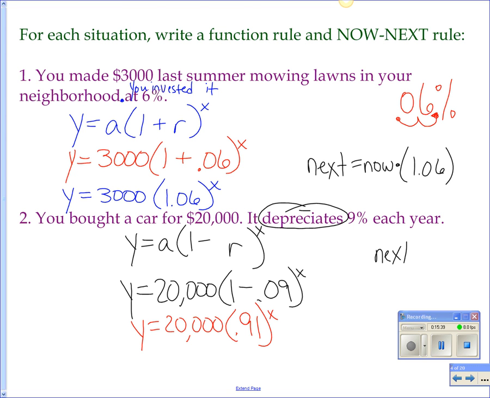Next equals now. So number 2, next equals now. Jesse, what are we multiplying by on number 2? Very good. We're multiplying by 0.91. Whatever's in the parentheses is what we're multiplying by, 0.91. That's all the now next rule is going to look like. So don't make it harder than it is. So if you had a multiple choice question, that's the one you would choose.